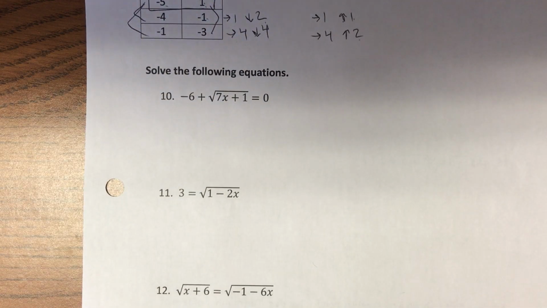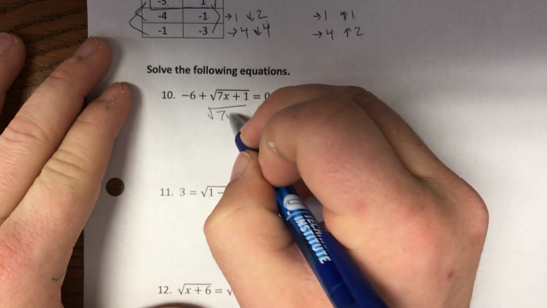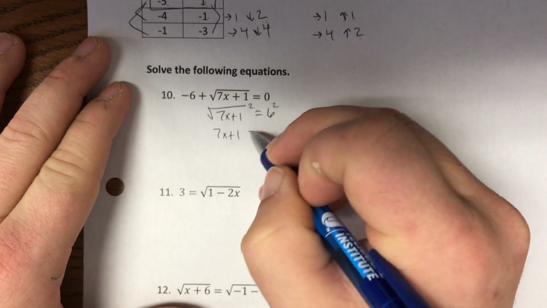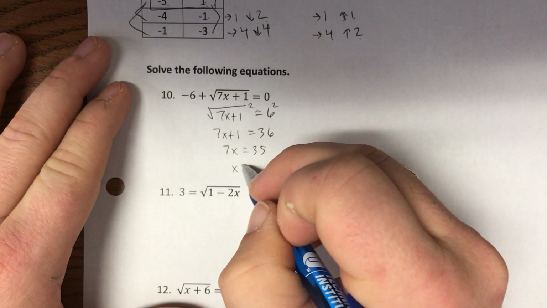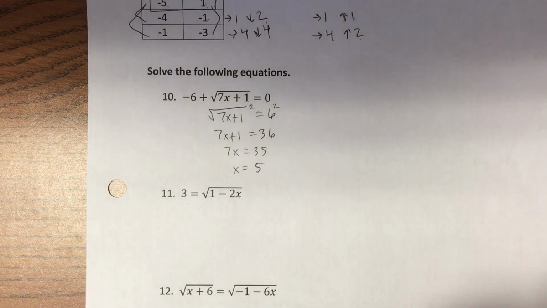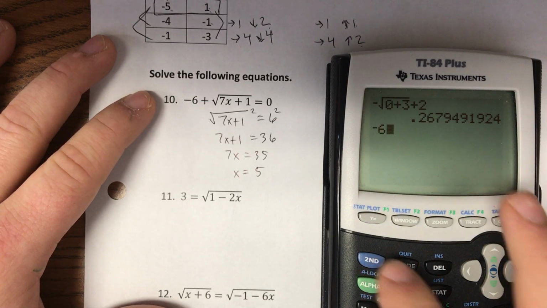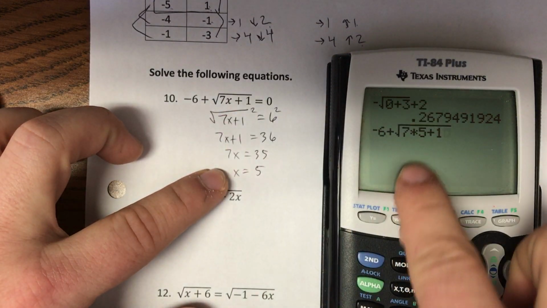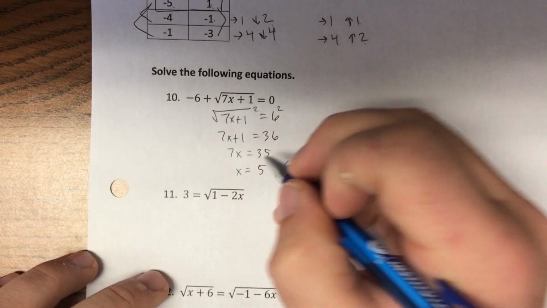All right, number 10. I want to get the radical by itself, so we'll add the 6 over first. We're going to get rid of the square root by squaring both sides. We'll subtract 1 over, and then divide by 7, x equals 5. And then last step, we need to check it. And so we'll put in -6 plus the square root of 7 times 5 plus 1. I put in my 5 for my x. That's the 7 times 5, and it should equal 0. It does, and so that is correct.